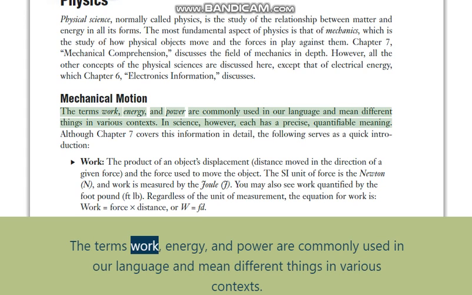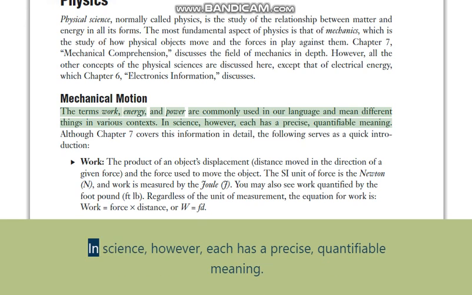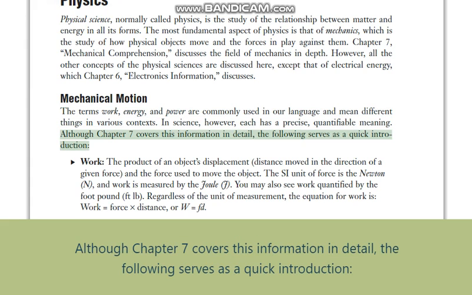Mechanical motion. The terms work, energy, and power are commonly used in our language and mean different things in various contexts. In science, however, each has a precise, quantifiable meaning. Although Chapter 7 covers this information in detail, the following serves as a quick introduction.